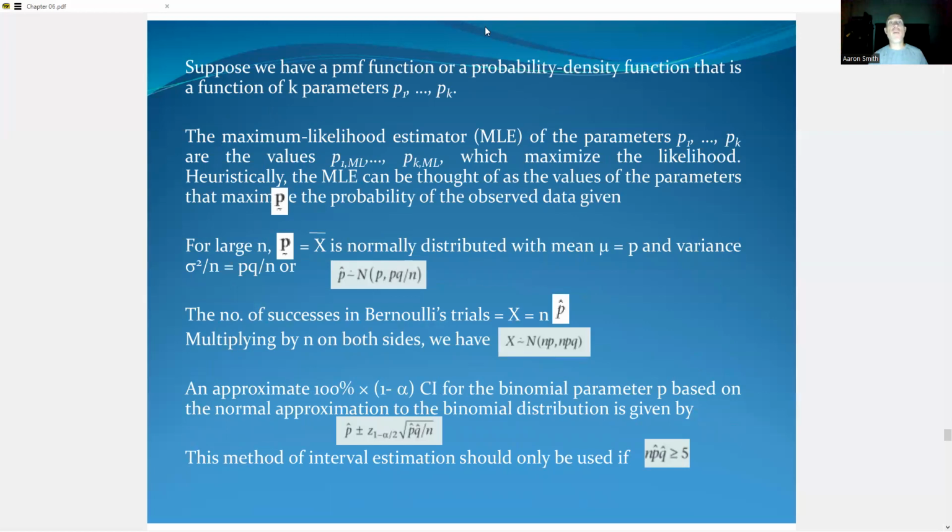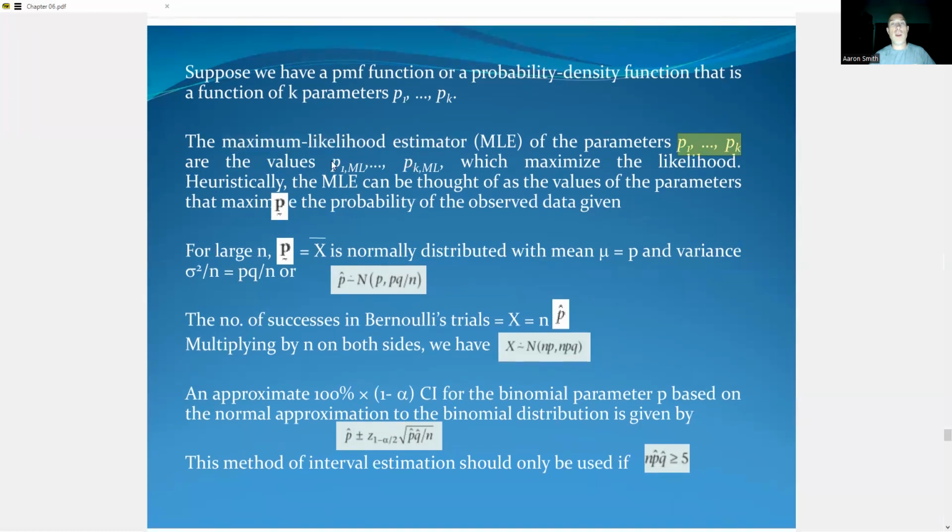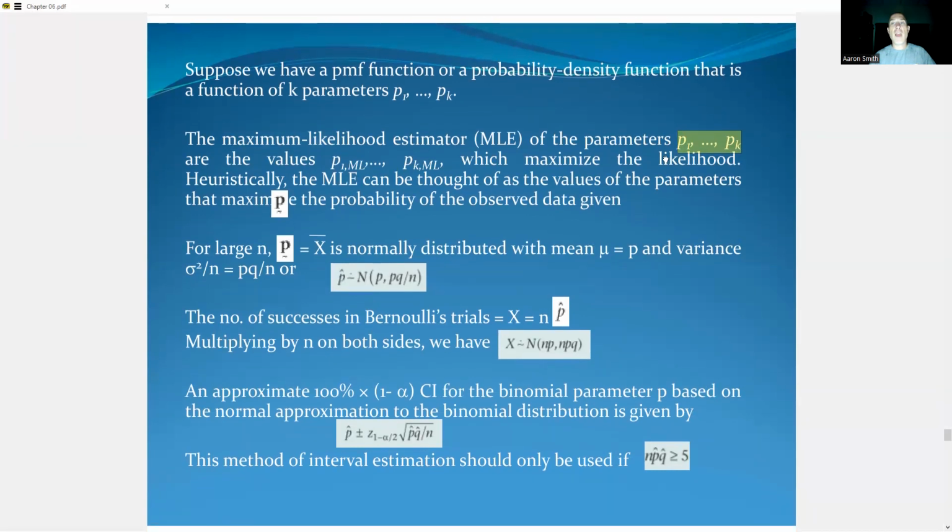All right, suppose we have a probability mass function or a probability density function that is a function of k parameters, p1, p2, p3, all the way up to pk. The maximum likelihood estimator, MLE, of the parameters p1, p2, p3, all the way up to pk, are the values, here, this is just note writing it down, which maximize the likelihood.